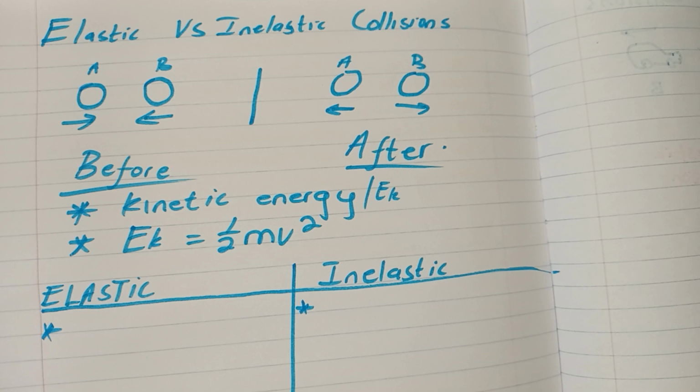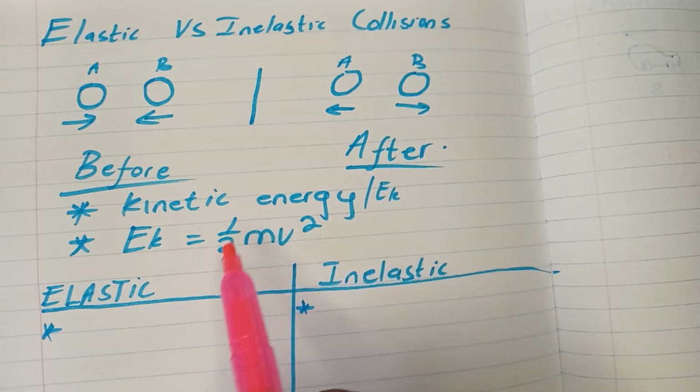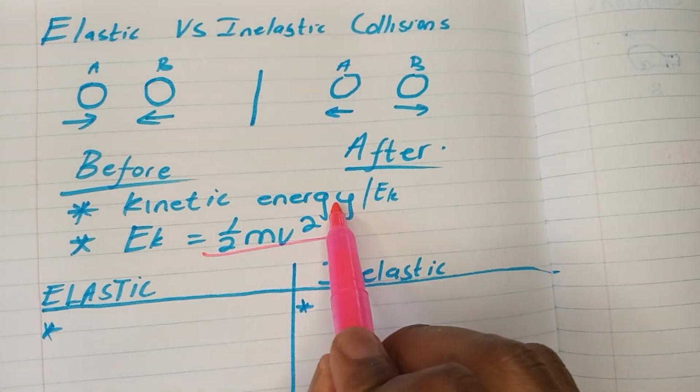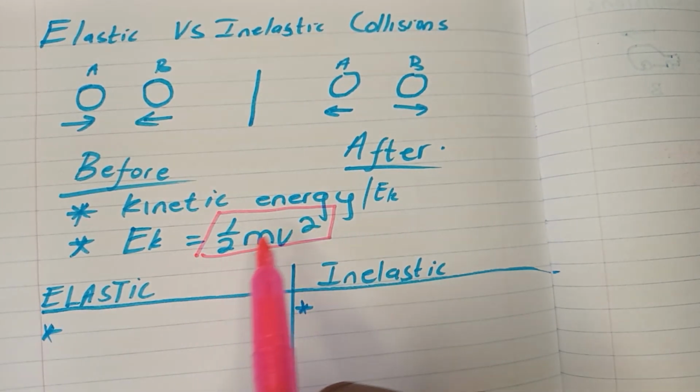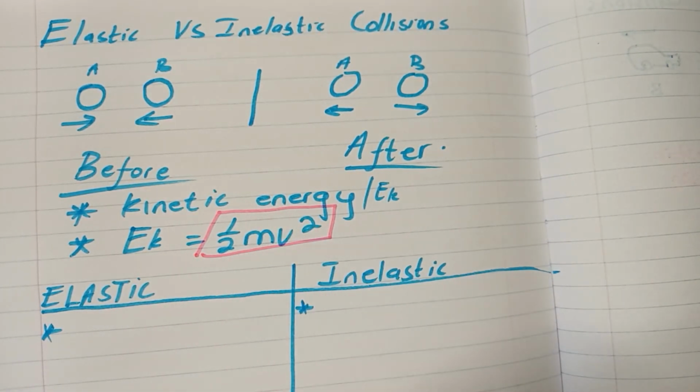Right, so basically what we look at when we are dealing with elastic and inelastic collisions is the kinetic energy, which is Ek. This is the formula for kinetic energy, and this is what we use to test if something is elastic or inelastic.